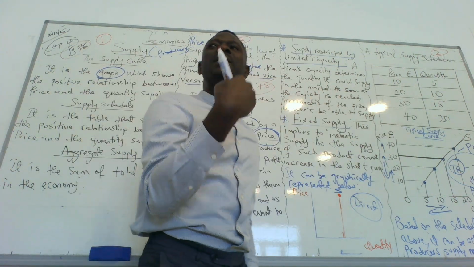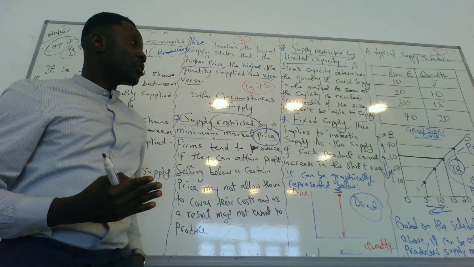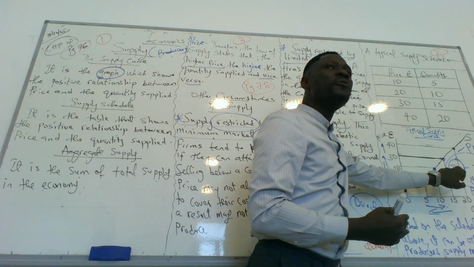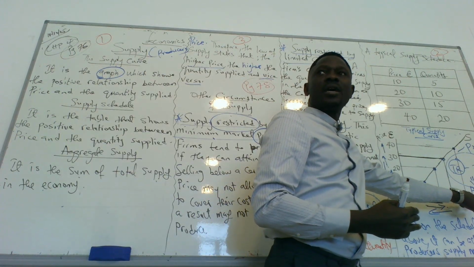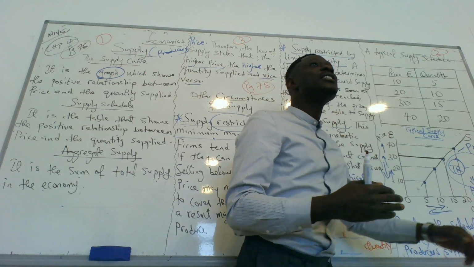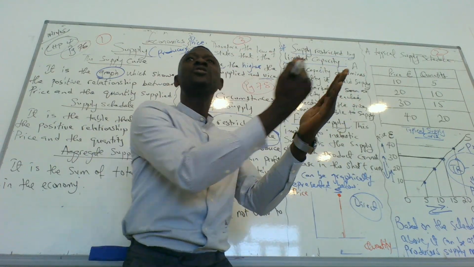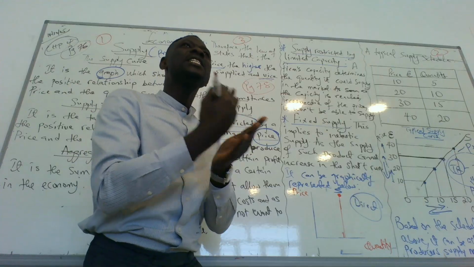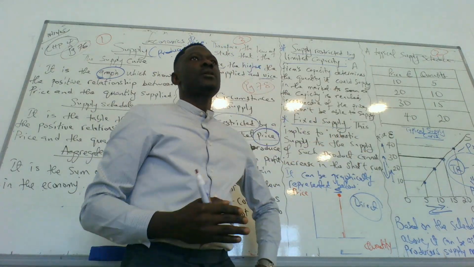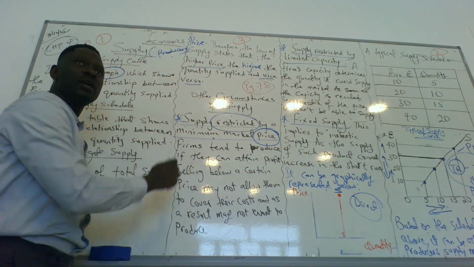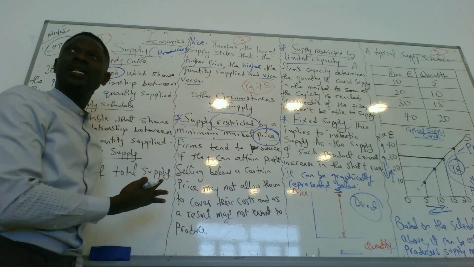One of the reasons is minimum price, because a minimum price would not allow the firm to make profit. And if the firm is not making profit, it is not right to produce. So supply is restricted because the price is not right for firms to produce. Do you understand the first one here?